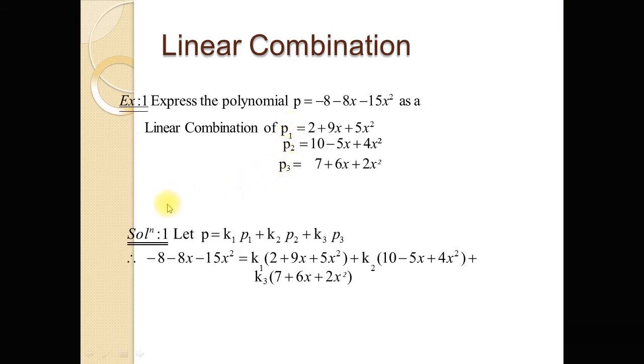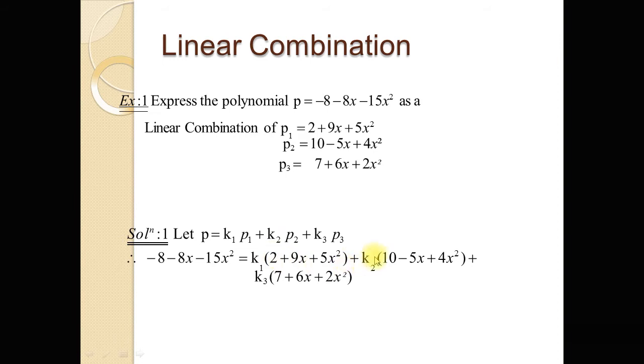By definition, the polynomial p is a linear combination of p1, p2, p3 if there exist scalars k1, k2, k3 such that p is equal to k1 into p1 plus k2 into p2 plus k3 into p3. Here p is the given polynomial, and this is k1 times p1 plus k2 times p2 plus k3 times p3.